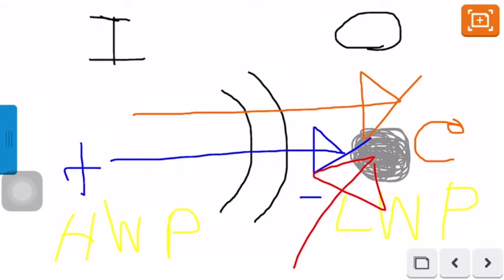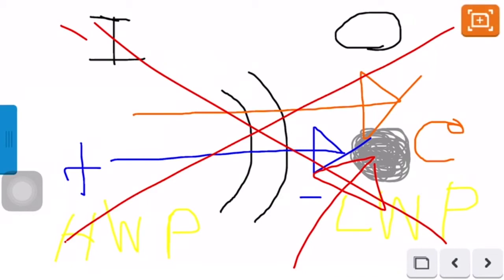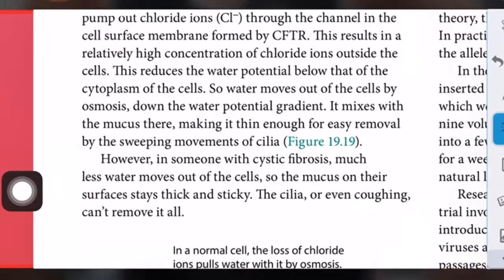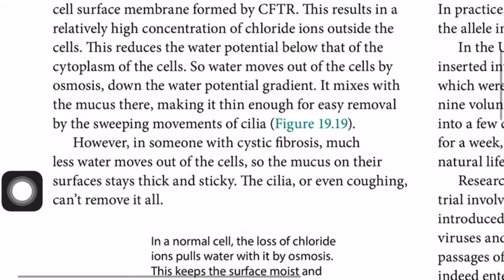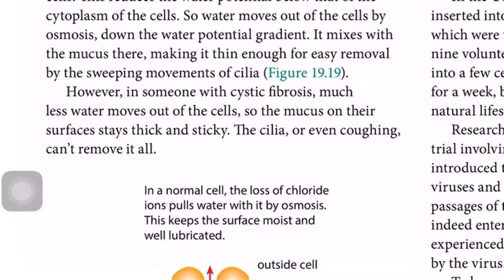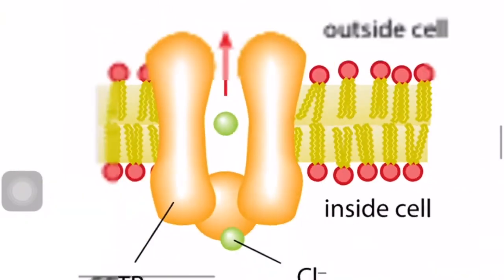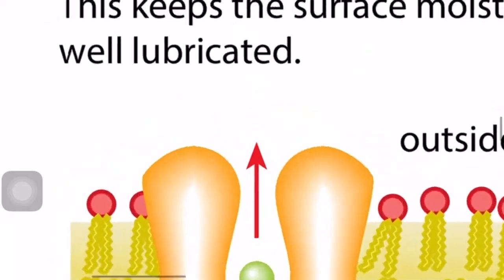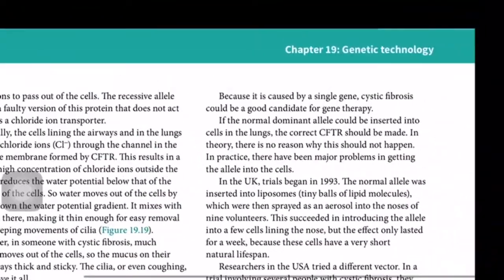But since this cannot happen in the body of a person with cystic fibrosis, the thick mucus is not removed, not even by coughing, which is very sad. In someone with cystic fibrosis, much less water moves out of the cell, so the mucus on the cell surfaces stays thick and sticky. Neither the cilia nor even coughing can remove it. See, this is the transporter protein in the cell membrane, and it causes the chloride ions to move out of the cell, and then what happens, I've just explained.